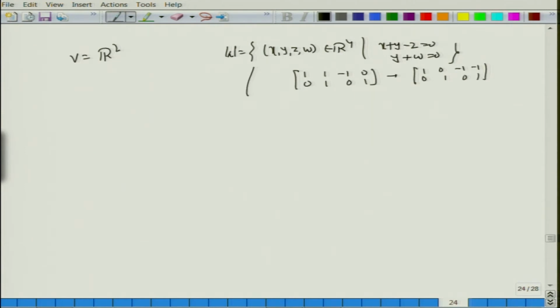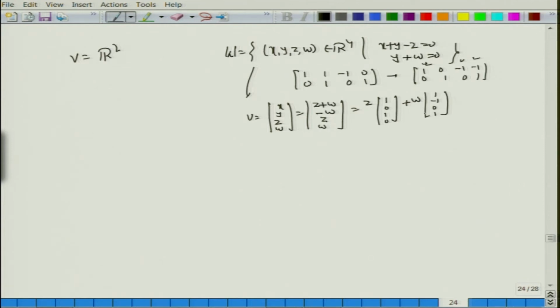Therefore the solution that I want to look at, any vector here, is of the type x, y, z, w. Look at these two points: x is nothing but z plus w, and y is minus w, with z and w free. So this gives me the vector z times 1 0 1 0 plus w times 1 minus 1 0 1.